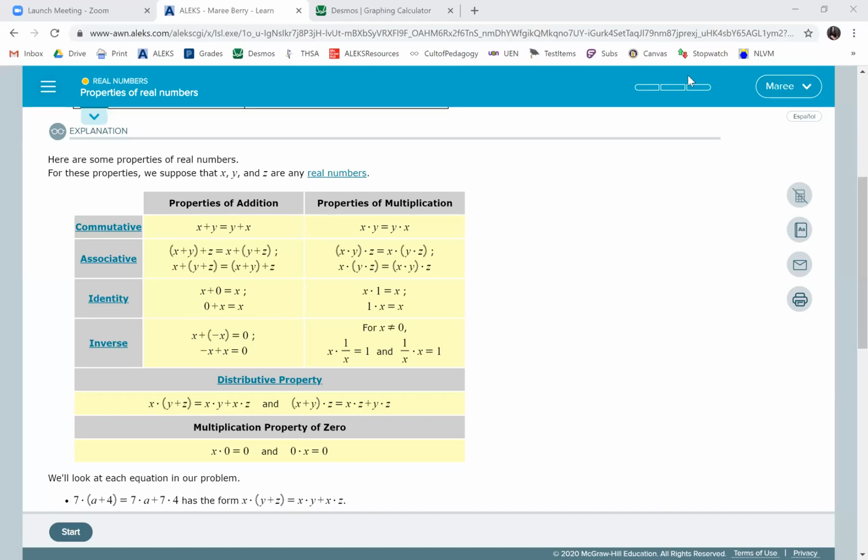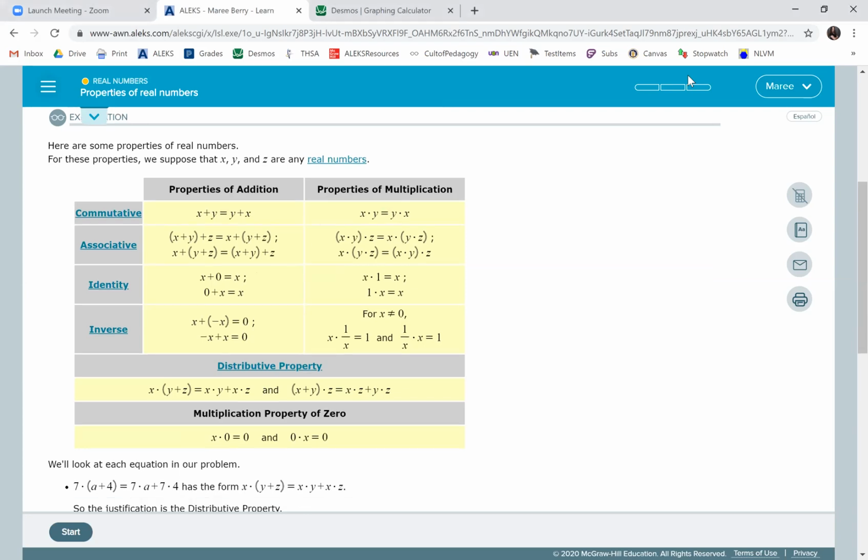So we're going to review the properties of real numbers in this lesson. This is a table of all the properties. I suggest either taking a screenshot or writing these down. So we'll go over them really quick.